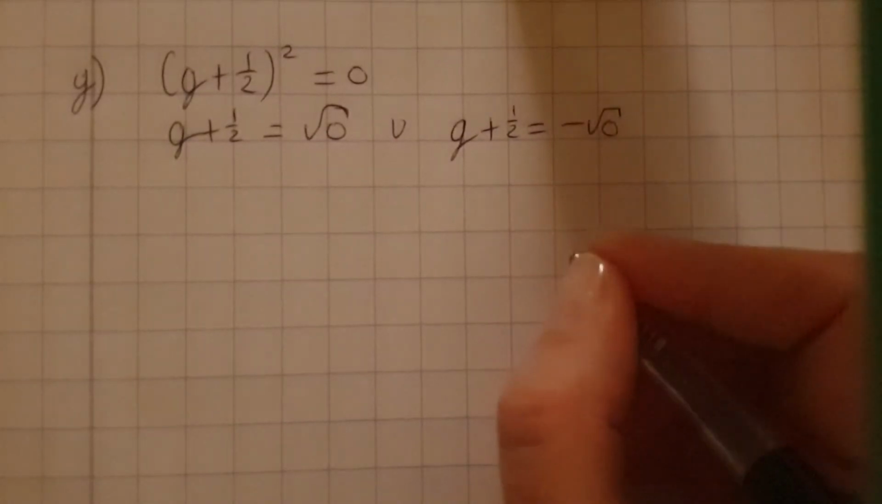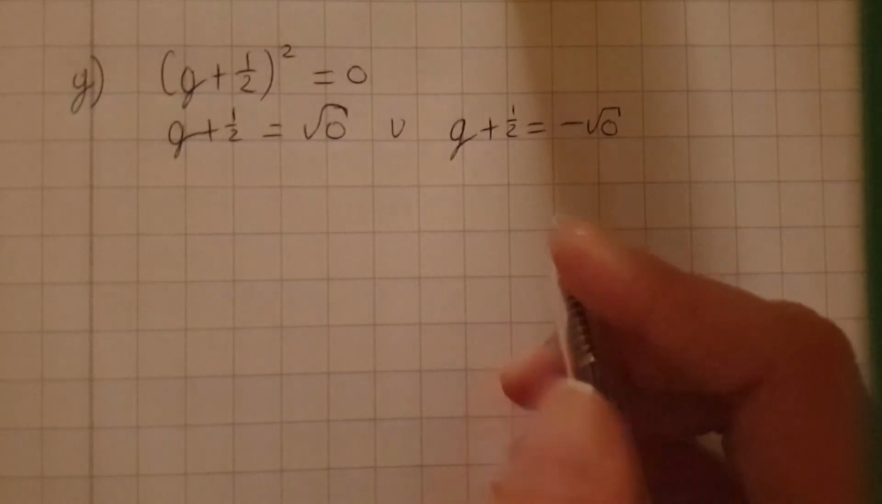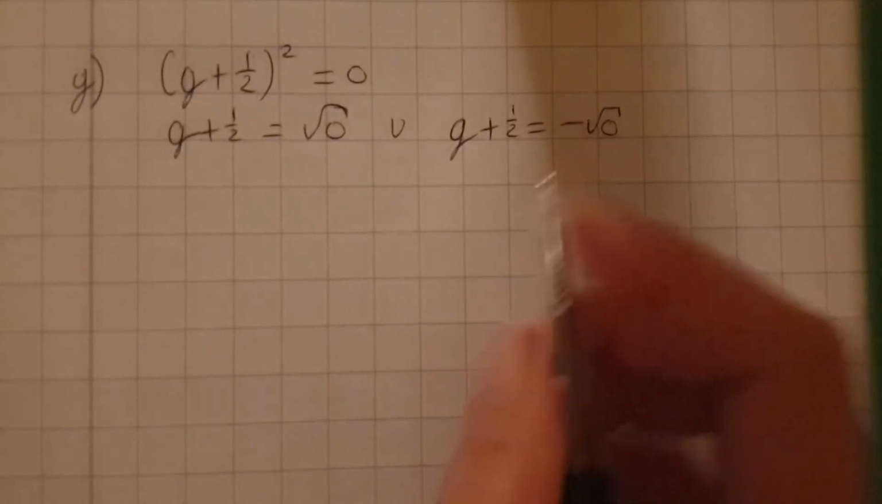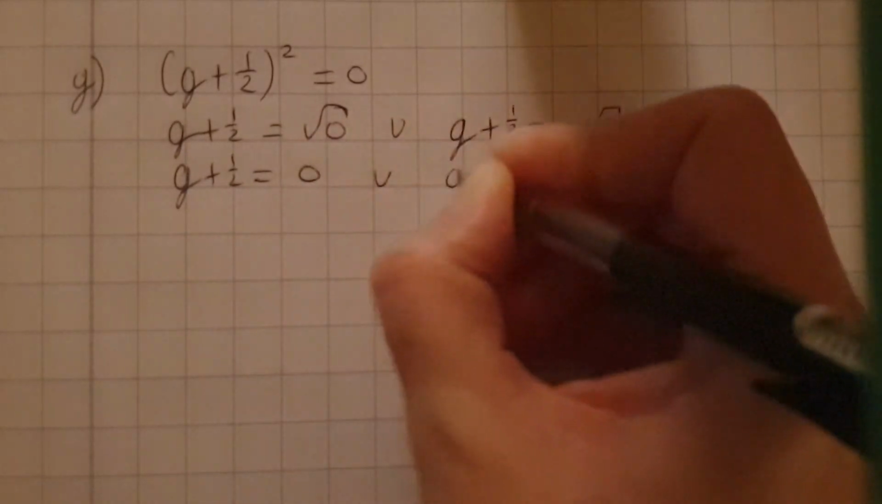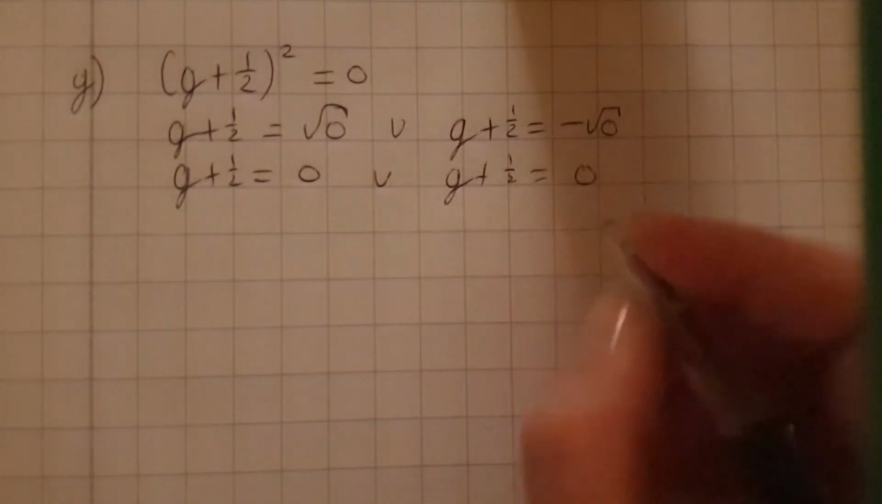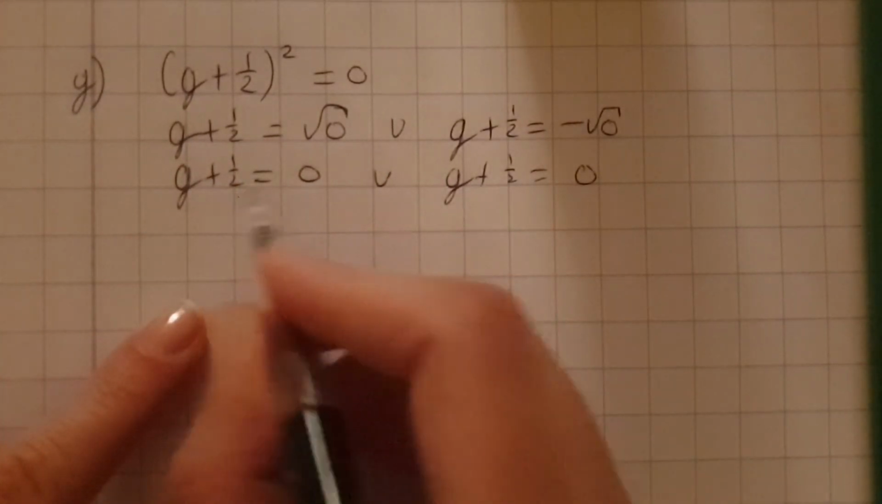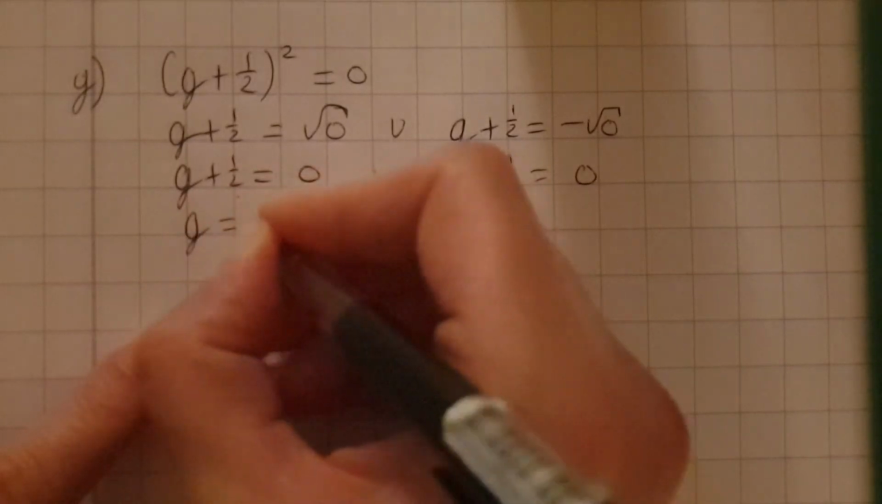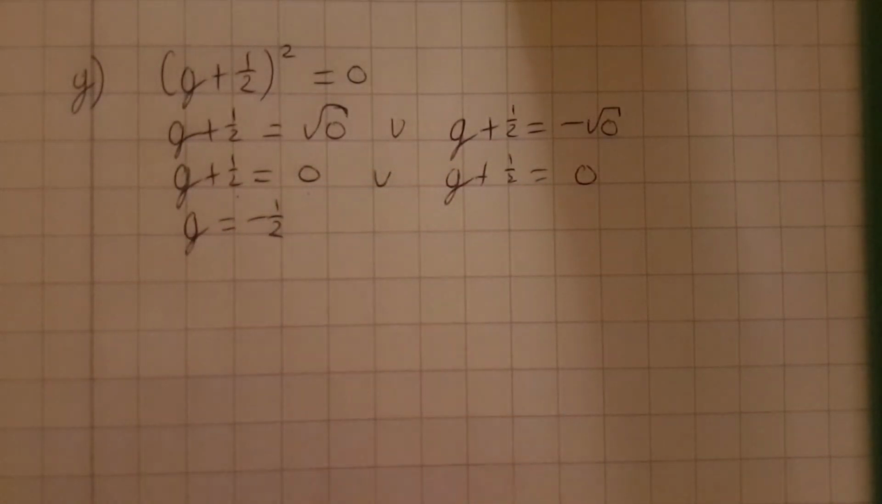Minus square root of 0. Again, with 0, it doesn't make any sense. But I just want you to remember that you always have to do the minus square root as well. Minus 0 doesn't exist, so it's just 0. Now this is the same as that, so I'm only going to work out one of them. Minus a half on this side, minus a half on this side. So g is minus a half. Again, only one solution.